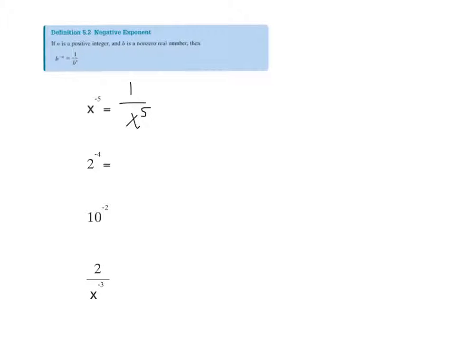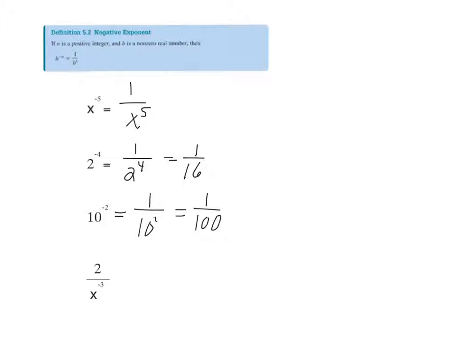2 to the negative 4 is the same thing as 1 over 2 to the 4th, which reduces to 1/16. So all I'm doing is taking the reciprocal and changing the sign of the exponent. This one, 10 to the negative 2, is the same thing as 1 over 10 squared, or 1 over 100.